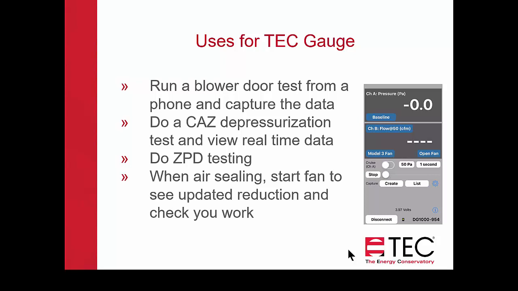Or if you're an insulator and you're doing air sealing, you can have the attic hatch closed, and you can start up the blower door fan remotely and see what the flow is to see how much reduction you've gotten over a certain period of time. So it's helpful to be able to do that. Or you could check your work. If you have a smoke puffer, you can start the blower door up and then puff smoke and make sure that the air sealing you're doing up there is effective.